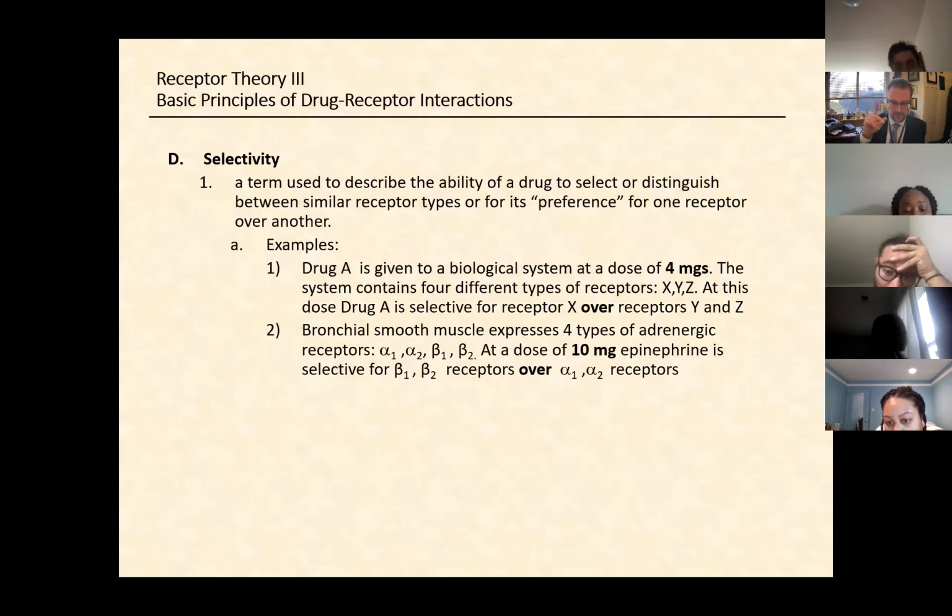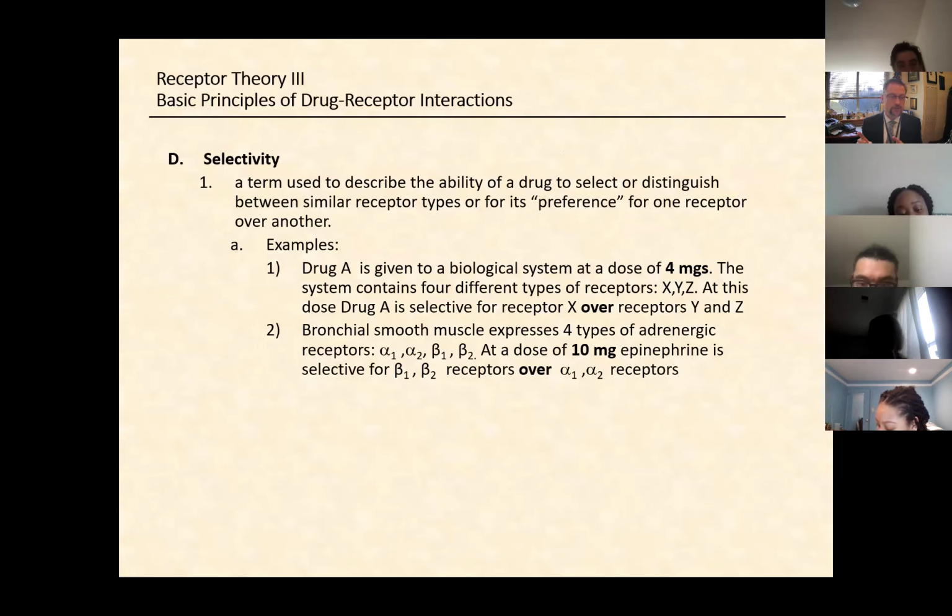Actually, 3 different types of receptors, X, Y, and Z. There's a typo there, okay? At 4 milligrams, drug A is selective for receptor X over receptors Y and Z, okay? So at a relatively low dose of this drug, drug A, which is designed to interact with receptor X, is selective for receptor X over Y and Z.